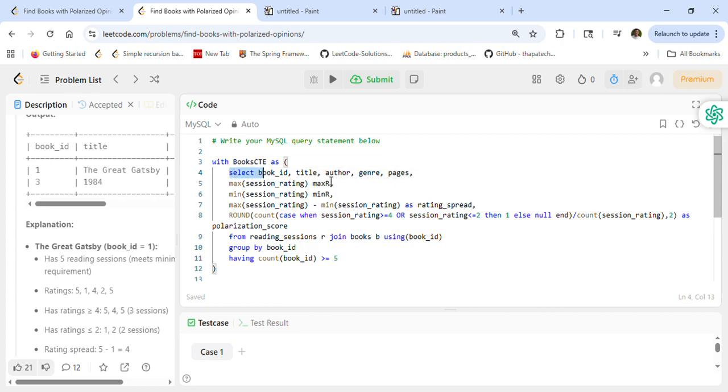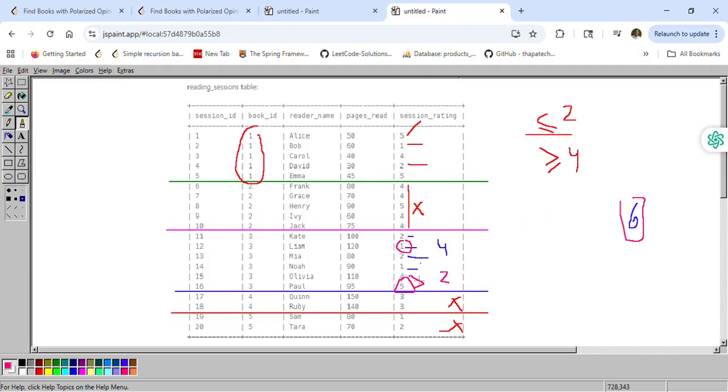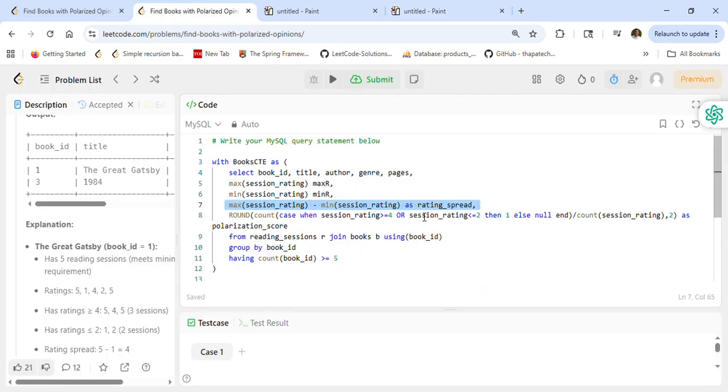After that you will select book ID, title, author, genre and pages. Here this is important: we will calculate max session rating as max_r, and min session rating as min_r. And now max session rating minus min session rating will give you the rating spread. This is straightforward, max minus min. So for example, max here is 5 and min is 1, so the rating spread you can calculate is 4, right?